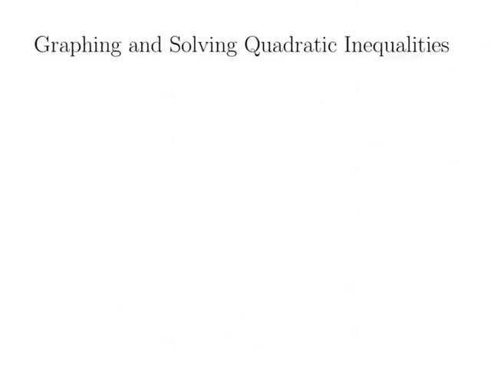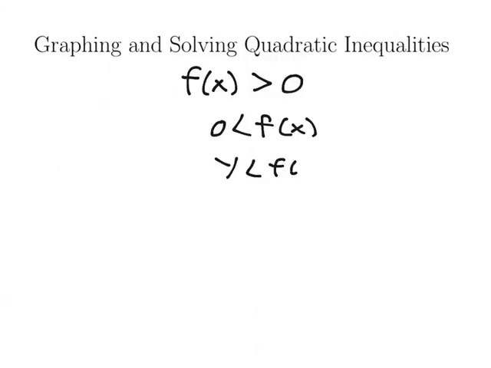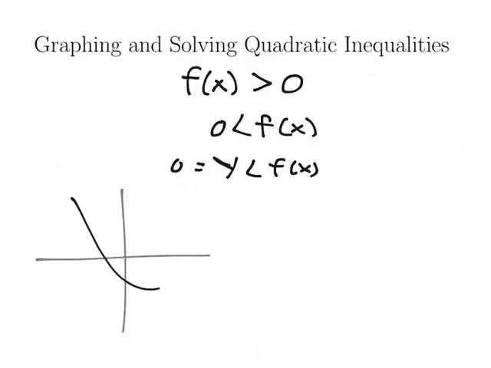I could also have f of x, which is my quadratic, is greater than 0. Well, this really means 0 is less than f of x, which really means y is less than f of x, and I'm looking when y is equal to 0. So let's say in this case, my function looks something like this.